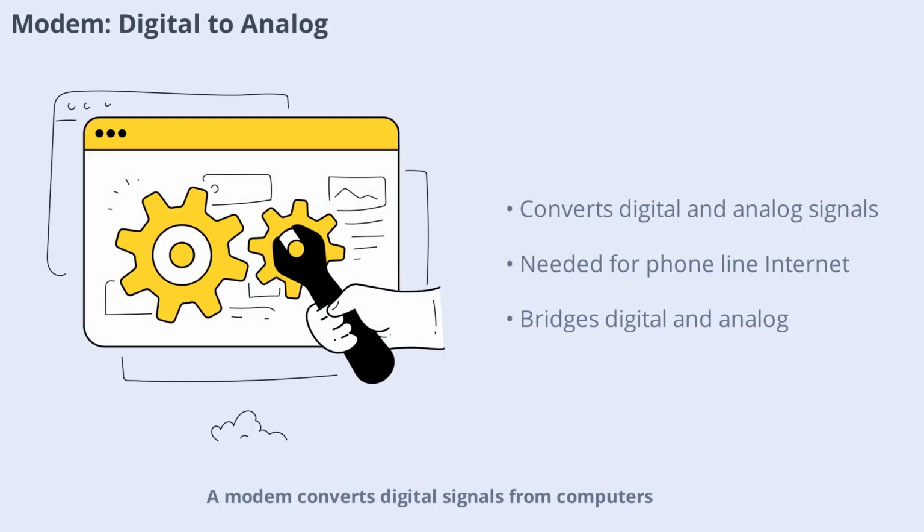Modem converts digital signals from computers into analog signals for transmission over telephone lines, and vice versa. This device is necessary for connecting to the internet using traditional phone lines. Modems bridge the gap between digital devices and analog communication systems.